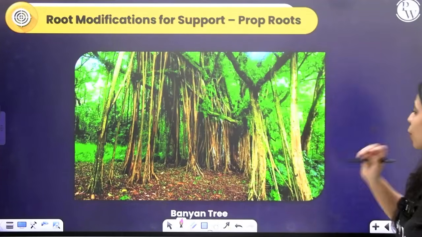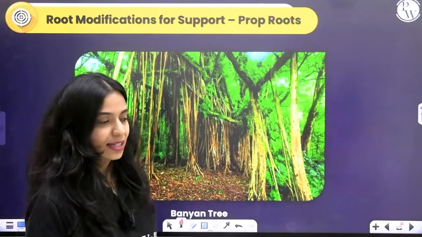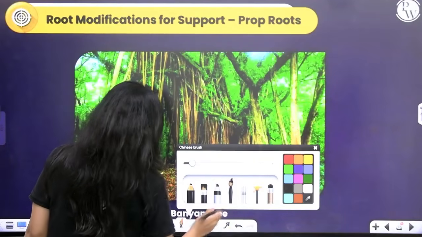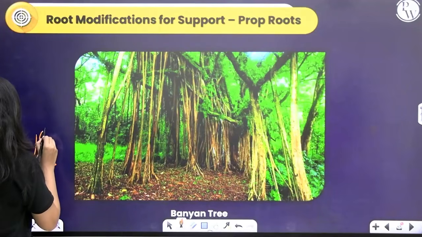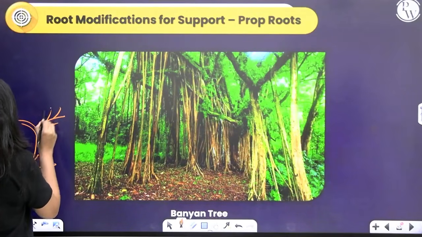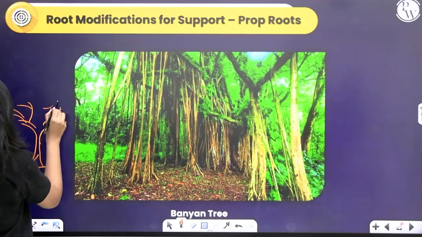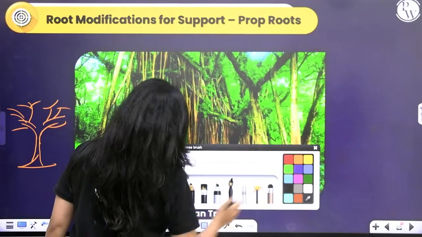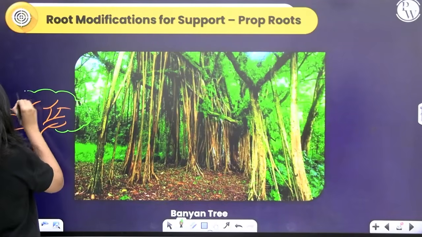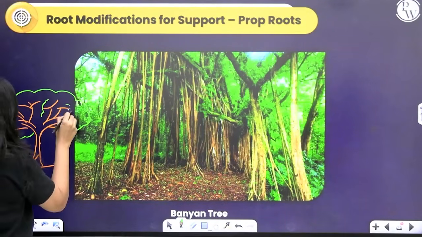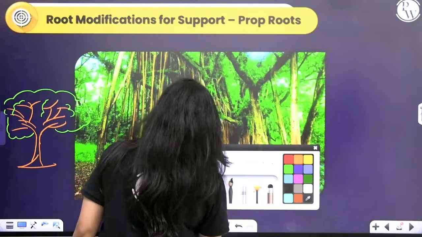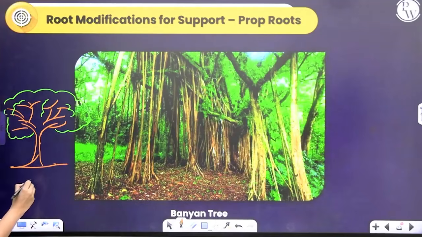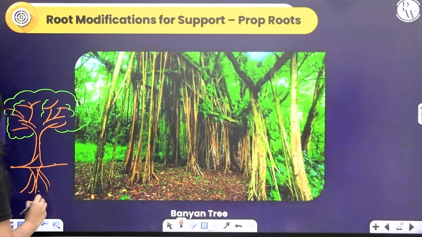Now, let's talk about support. Banyan tree. Everybody has seen a banyan tree. It's characterized by the roots that are hanging down from the top of the tree. If this is the tree, it will have a lot of branches, right? And it will have a huge canopy. Generally, the function of the root is to help in absorption of water and also provide support, anchor the plant to the soil.